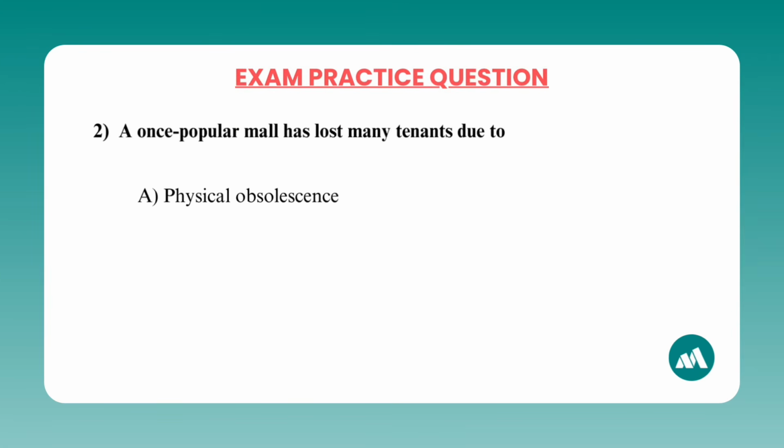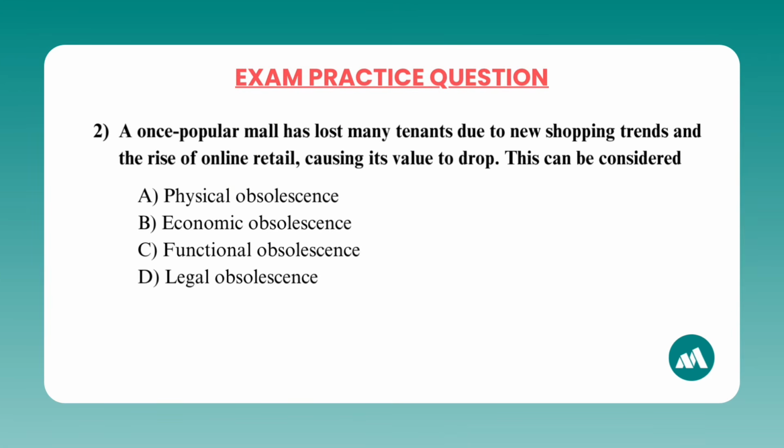Number 2. A once popular mall has lost many tenants due to new shopping trends and the rise of online retail, causing its value to drop. This can be considered: A. Physical obsolescence, B. Economic obsolescence, C. Functional obsolescence, or D. Legal obsolescence. And the answer is B, economic obsolescence.